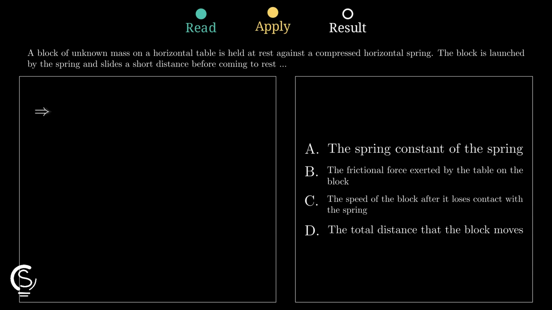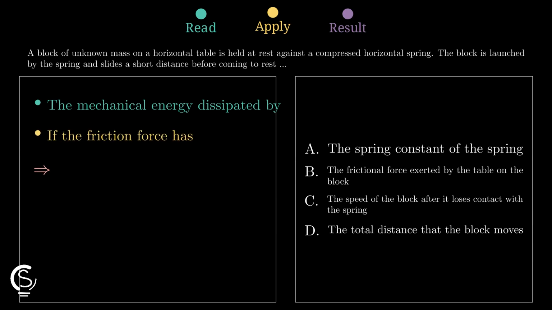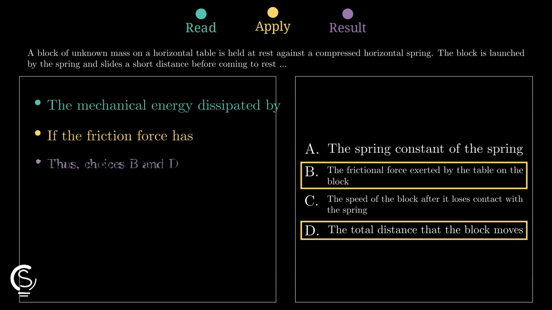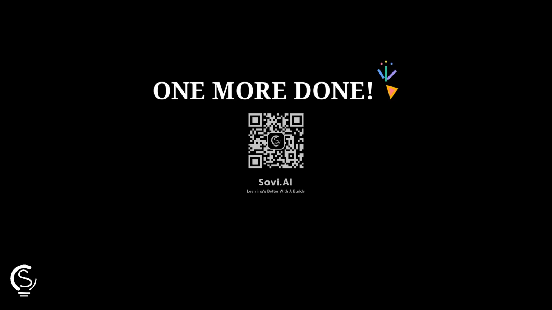If the friction force has a constant magnitude, the work is simply the force multiplied by the total distance traveled. This relationship allows us to calculate the energy loss directly. Thus, choices B and D provide the force and distance needed for our calculation. You just mastered this energy problem by connecting force to work. Well done! Options B and D are correct.